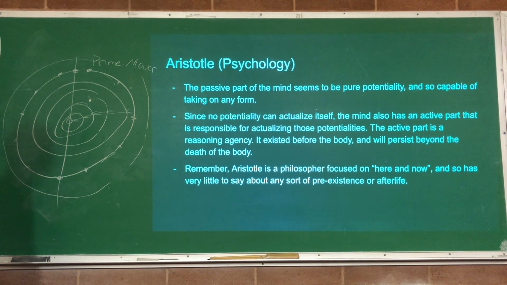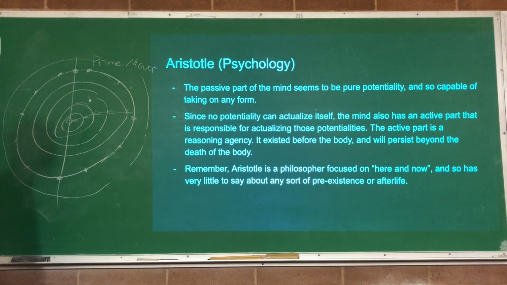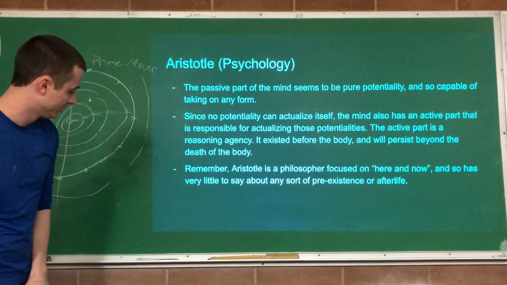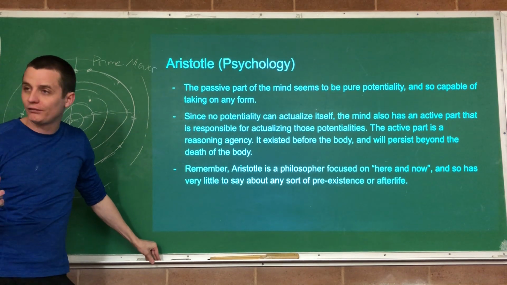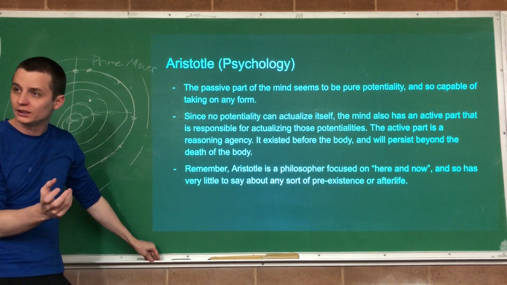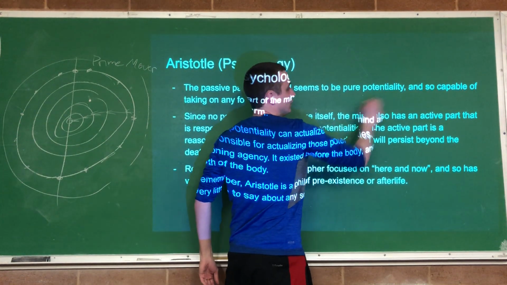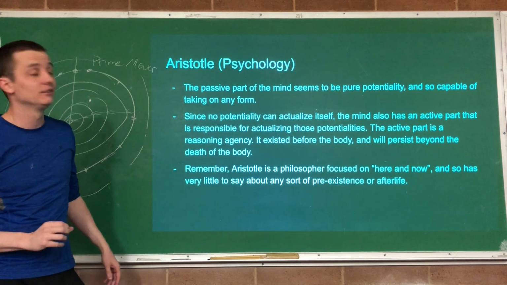Getting back to the passive part of the mind now. The passive part of the mind seems to be pure potentiality and so capable of taking on any form. Now this is a weird thing and I couldn't get it resolved, because earlier in the Metaphysics there is no matter without form, there is no pure potentiality. And it seems like here Aristotle has pure potentiality existing. And so I don't know what to make of that.